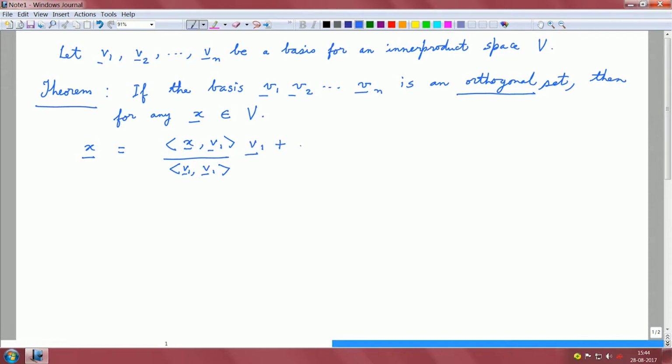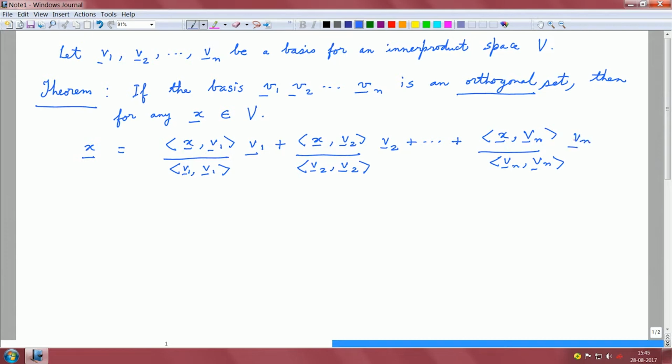in the direction of V1 plus the projection of x upon V2 divided by the inner product of V2 with V2 in the direction of V2 plus so on till the projection of x with Vn divided by the norm of Vn, the product of Vn with Vn, in the direction of Vn, right.